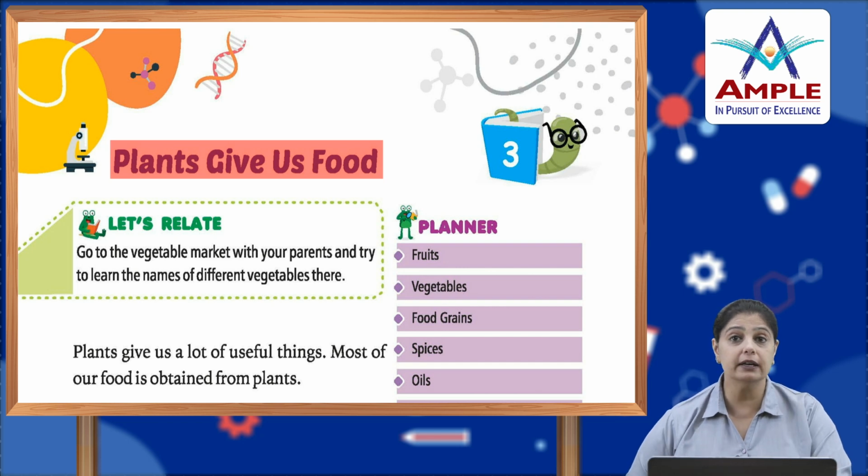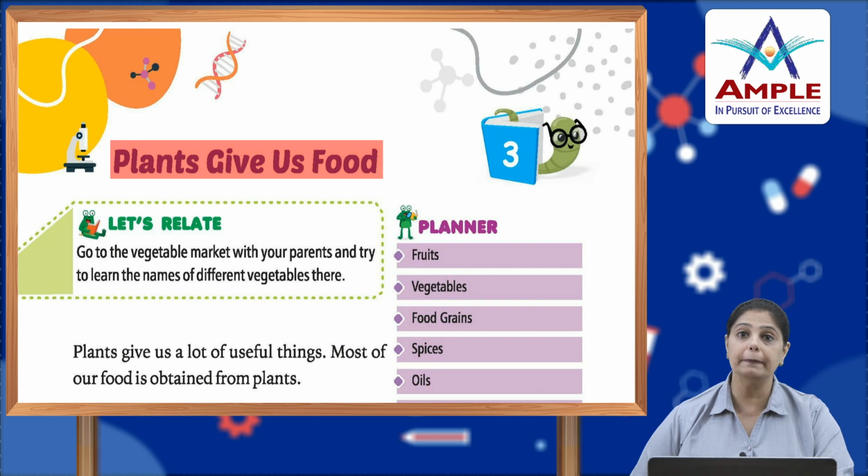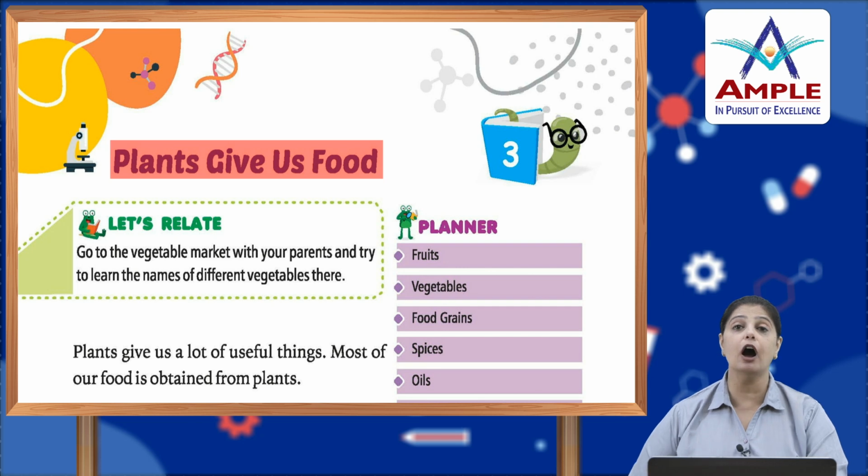Like in order to make a curry, your mother must be using onions and tomatoes and coriander leaves and chilies. What are all these things? These are the products, or producers, of a plant. So we use different things that we get from the plants to make our food. So let's talk about this in detail in this chapter.